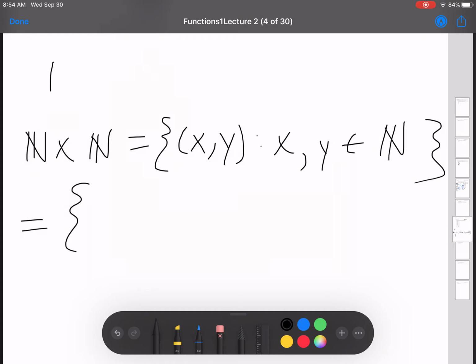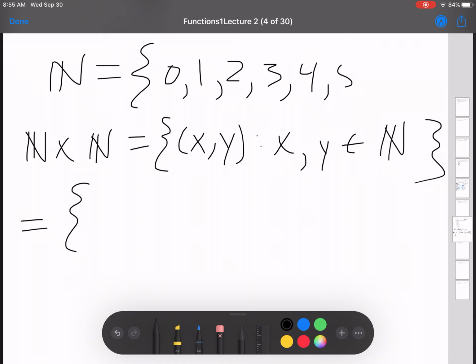Before I do that, let's remind ourselves that the natural numbers are 0, 1, 2, 3, 4, 5, and so on. So there are infinitely many numbers in the natural numbers. They're all whole numbers, so you can think of it as the whole numbers including 0. Okay, so here we have ordered pairs.